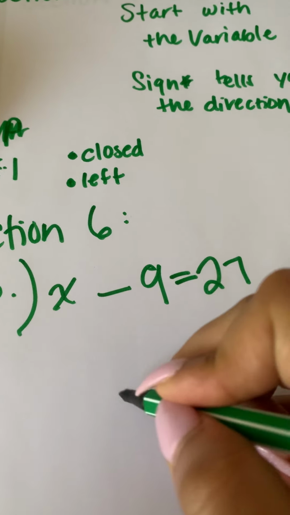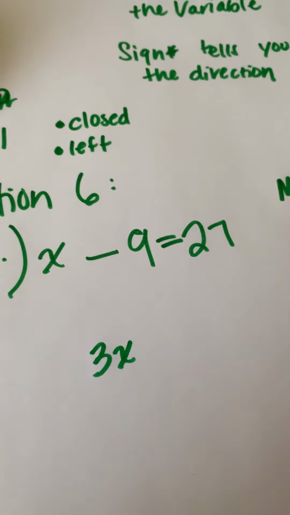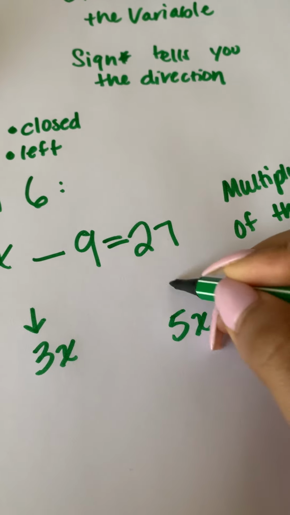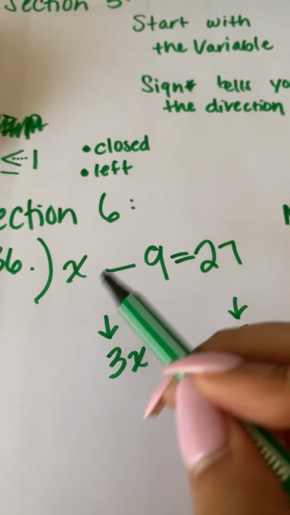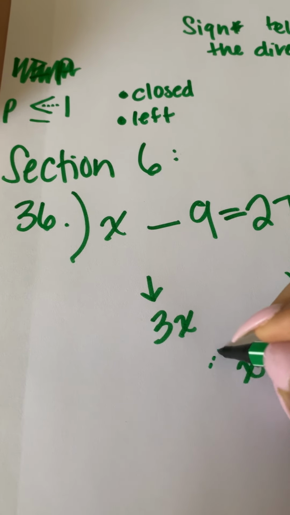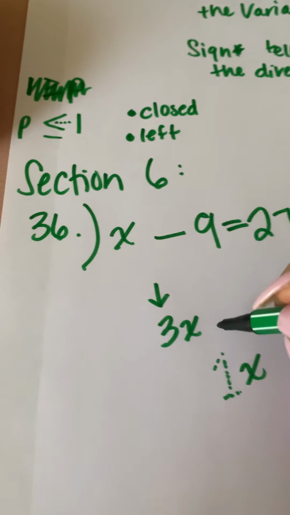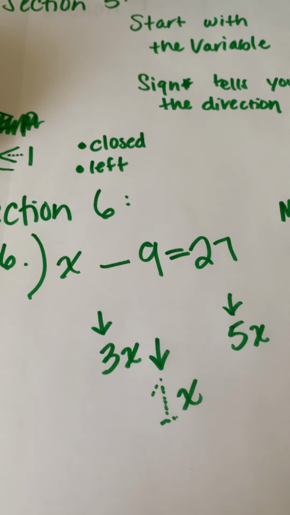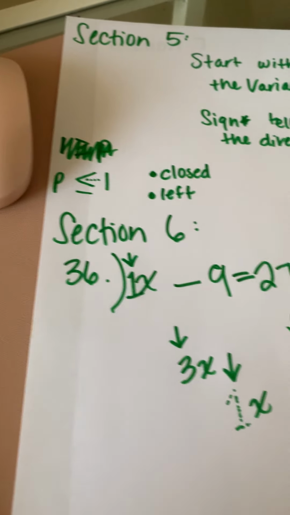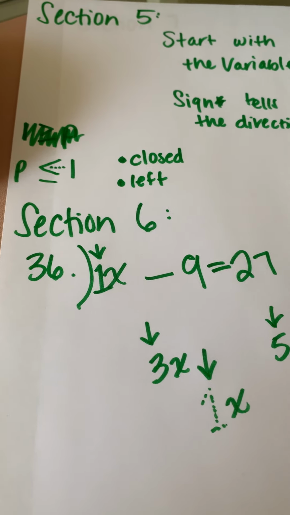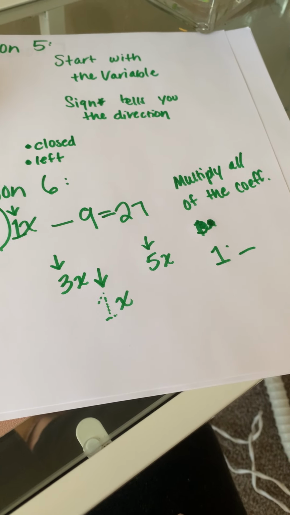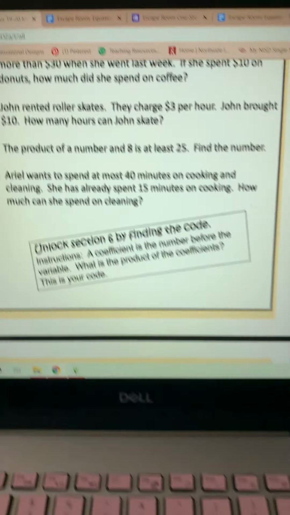Now, when you have something like this, a coefficient is going to be the number right before the variable, okay? So, for example, the coefficient of 3x is the 3. The coefficient of 5x is the 5. But what if I just have an x? Well, that just means that I only have an imaginary 1 in front of the x. So the coefficient here would be 1. Anytime you see a lonely x, there is a 1 there. So I'm going to multiply 1 by whatever's next, and you're just going to multiply all those coefficients.